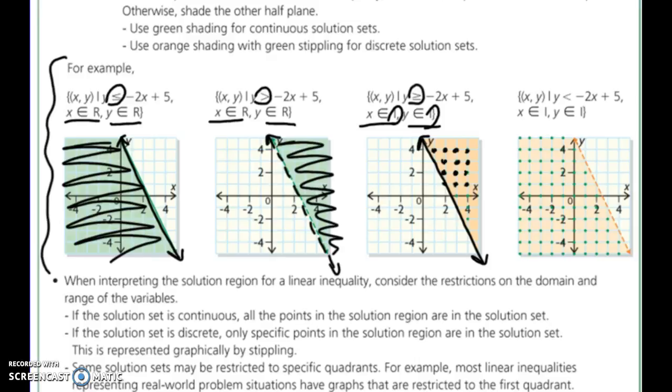I'm not going to be real specific about where your dots are, just if you show that you're using dots because of integers. And this one has a dotted line because it's just less than, no equal to with it.